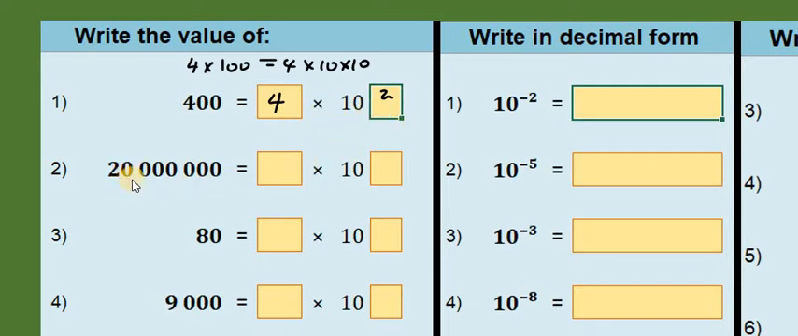Let's try 20 million. Now, of course, this can be written as 2 times how much? 10 million, because 2 times 10 million is 20 million. And so this can be written as 2 multiplied by 10 to what power? Well, how many zeros do we have? 3, 6, and 1 makes 7. So 2 times 10 to the 7th power.